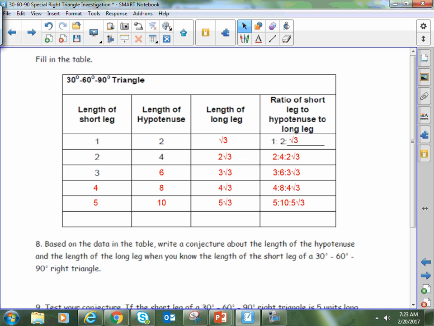So if we continued through the iterations, we would eventually have a short leg 5 units long, a hypotenuse that would be 10 units long, and a long leg that would be 5 radical 3 units long.